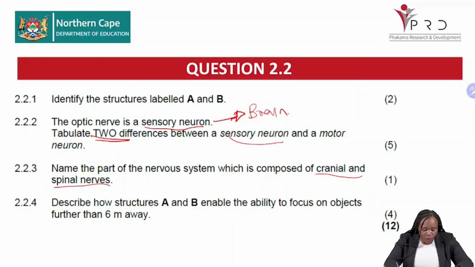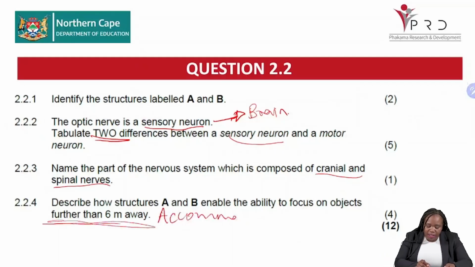Okay, 2.2.4, describe how structures A and B, the suspensory ligament and the ciliary muscles, enable the ability to focus on objects further than 6 meters away. Exactly. Now we are looking at accommodation. Right. This question did not outright say describe the process of accommodation when a person is looking at an object that is 6 meters away. However, once you start seeing that a person is looking at an object and this object is at a certain distance, you know that we are looking at accommodation.